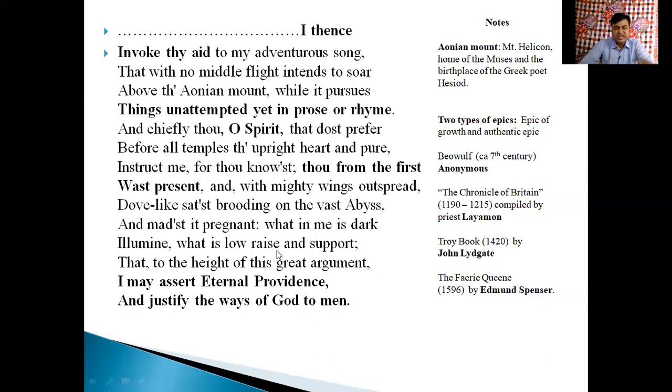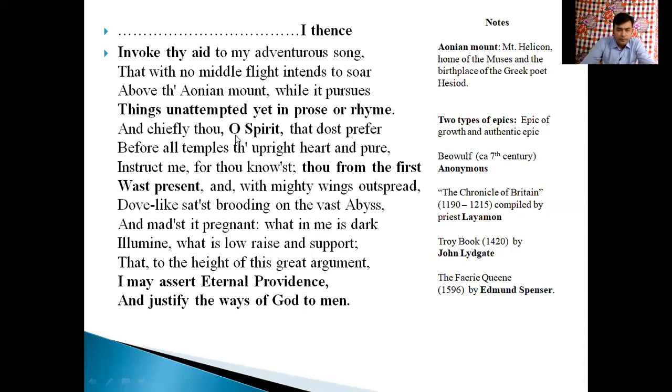So that means this is the challenge against Edmund Spenser. John Milton is challenging Edmund Spenser that I am going to write something new, definitely better than Fairy Queen, or something else. But I'm not going to write like John Lydgate. I'm not going to write like Lyamon. But he also challenged the prose. That means he is also challenging Shakespeare as well. That means definitely I'm going to write something greater than anyone. It might be a masterpiece.